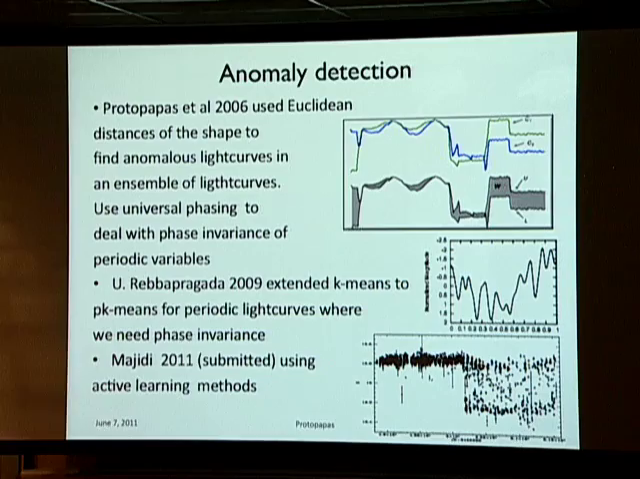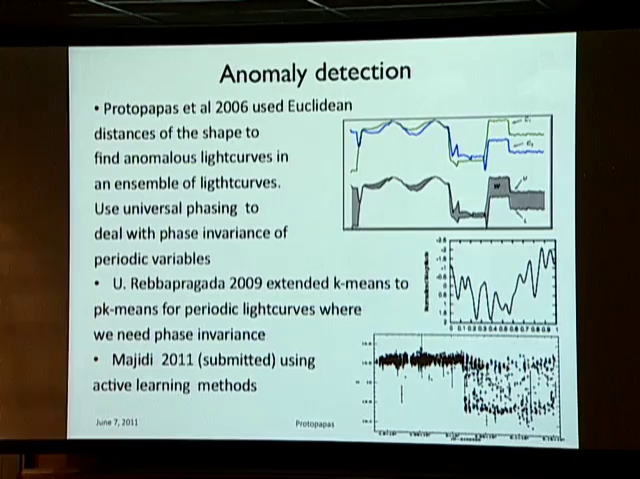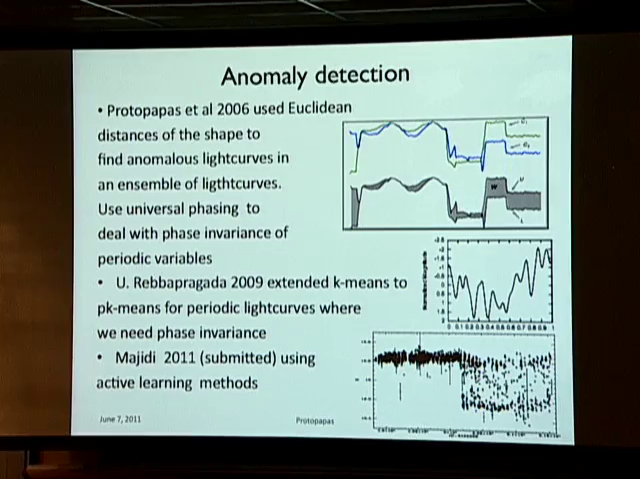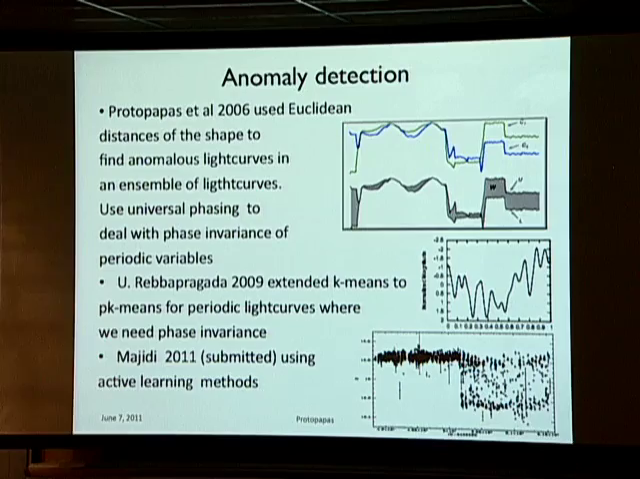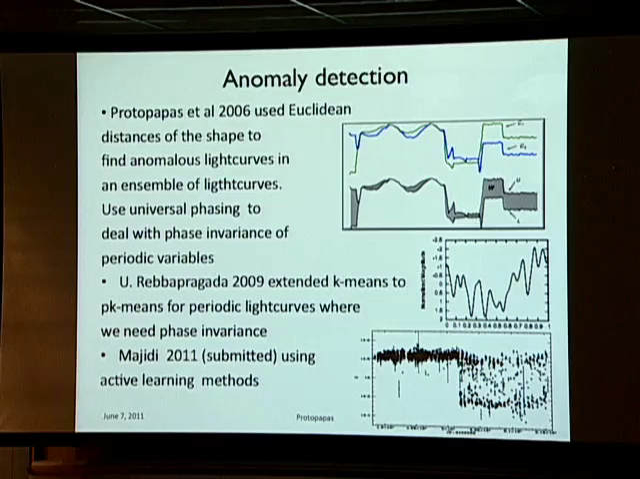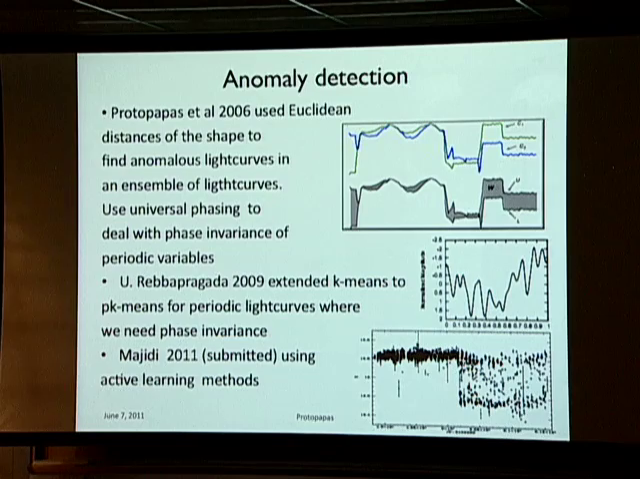The problem, one of a couple of problems, is that again we're looking for periodic variables, so the phasing has to be dealt with, because you can move things. So in this paper, I used universal phasing. Basically, I took the highest point and just fixed it. In 2009, extended k-means to pk-means to fix that problem. Basically, you search in the k-means while fixing the phase at the same time. Instead of using Euclidean distance, you use cross correlation. And I think you proved in that paper that it converges.